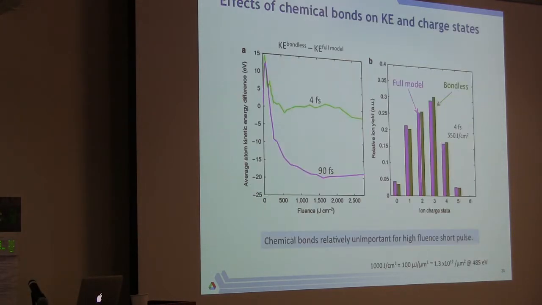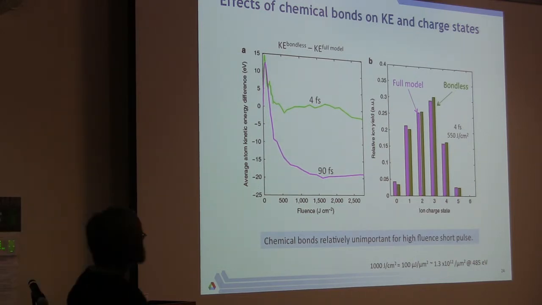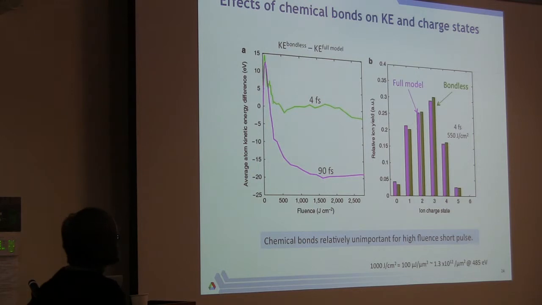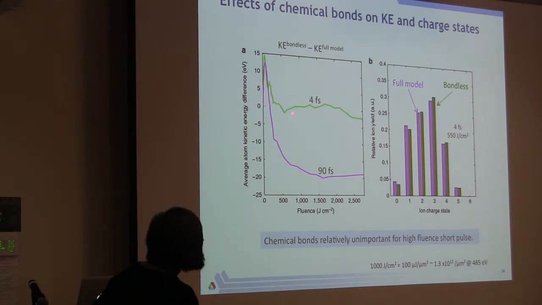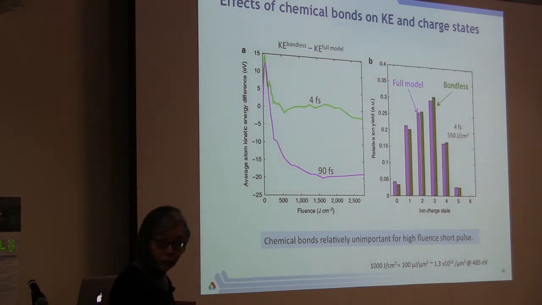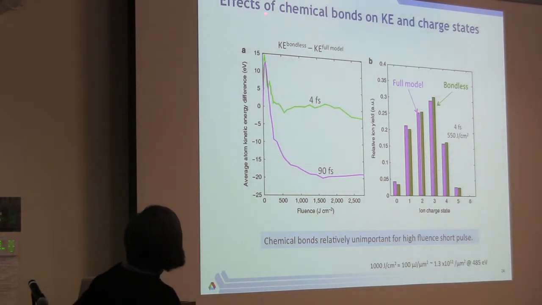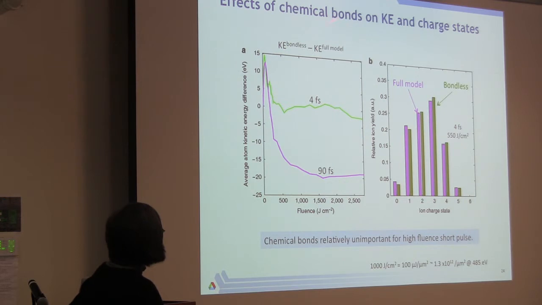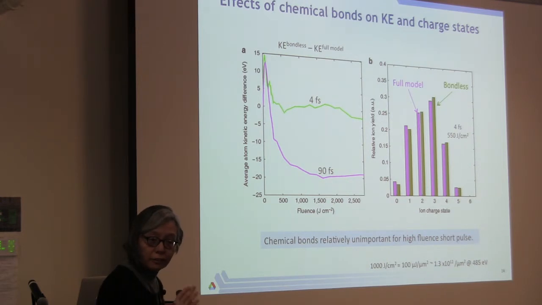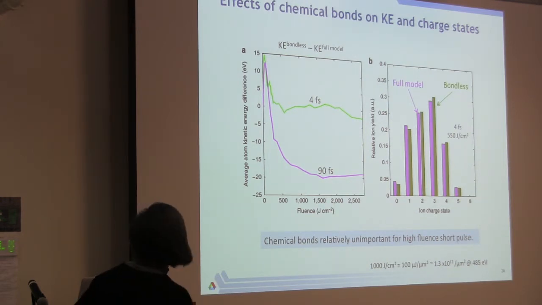Okay, so of course, there are other things in there. There are the chemical bonds, and the interesting thing is now we can look at these very short pulse durations, right? That are maybe more relevant to energy. The interesting thing is that the effect of chemical bonds on the kinetic energy and charge states almost vanishes when you get to the very short pulse duration. So this is like a good thing for the molecular energy.